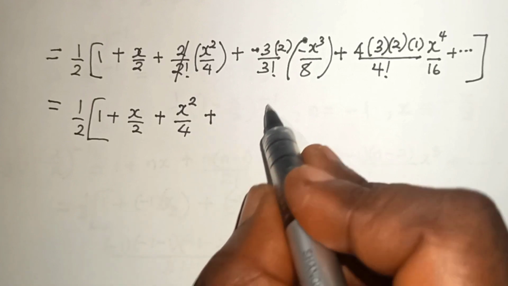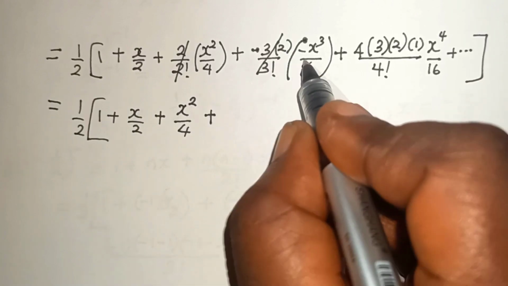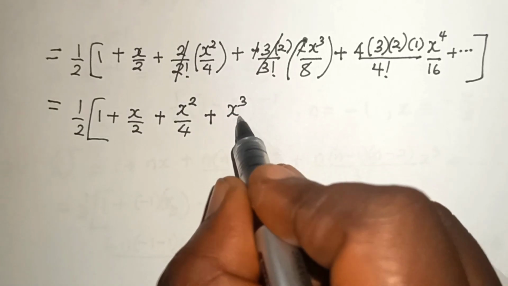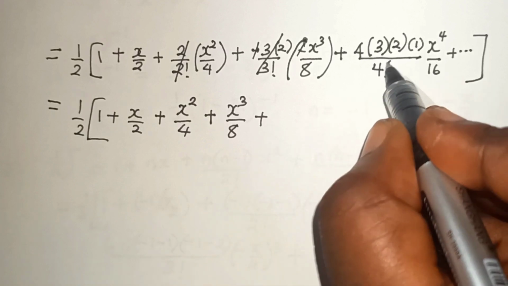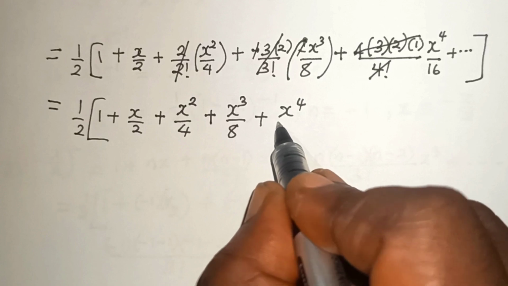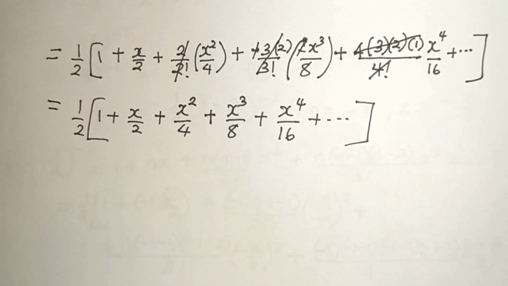Plus, this will also cancel. We'll be left with minus and minus will be plus. We'll be left with x cubed over 8 plus 4 factorial. We'll cancel this. x to power 4 over 16. So this is the result of the expansion of 2 minus x raised to power -1.